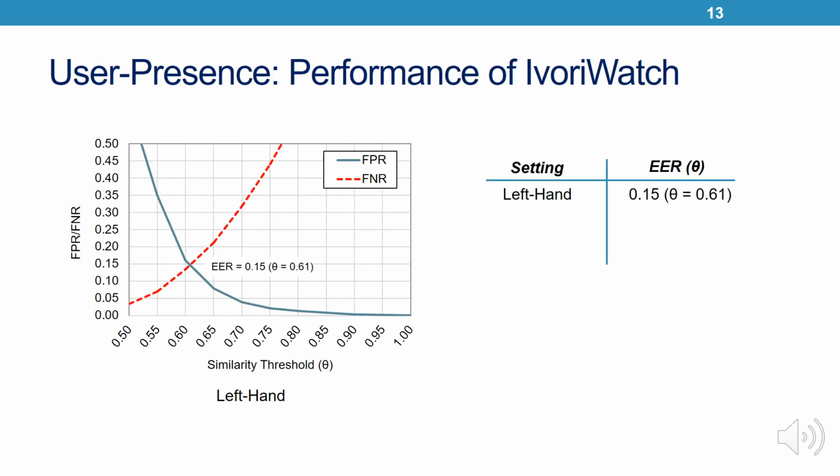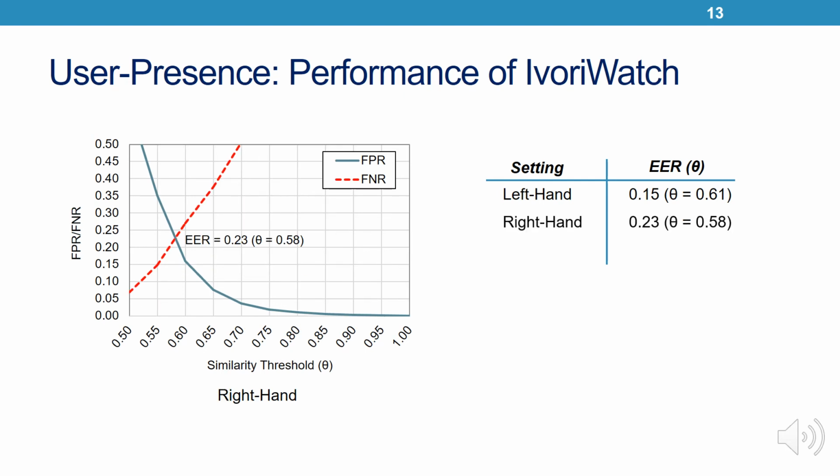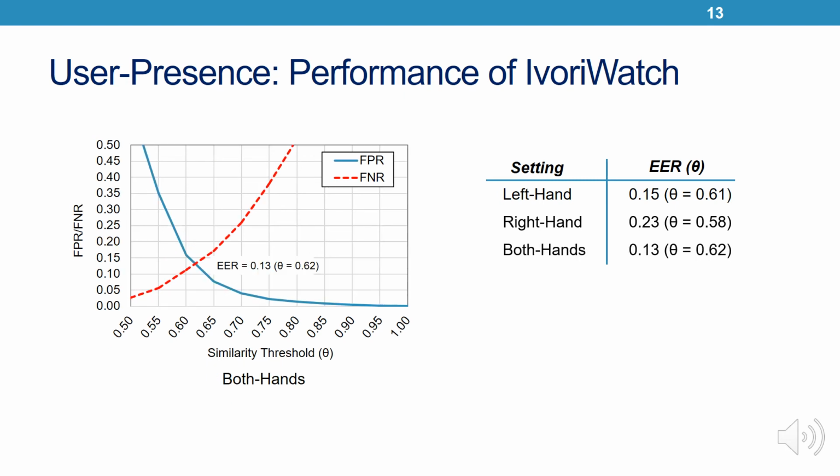This figure shows the variation of FPR and FNR for varying similarity thresholds for the left-hand setting. We achieved an EER of 0.15 at a similarity threshold of 0.61 in this setting. The EER increases to 0.23 in the right-hand setting at a similarity threshold of 0.58. We were able to achieve an EER as low as 0.13 at a similarity threshold of 0.62 in the both-hands setting. This indicates that combining motion data from both the left and the right hands improves the performance of IvoriWatch.